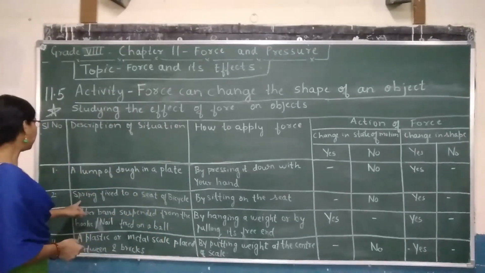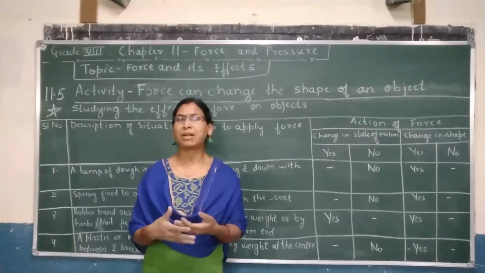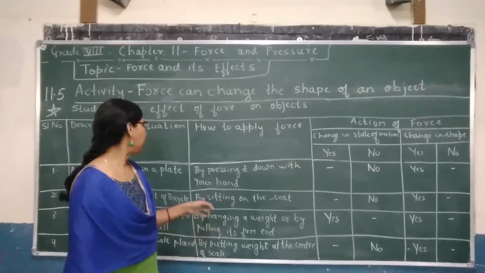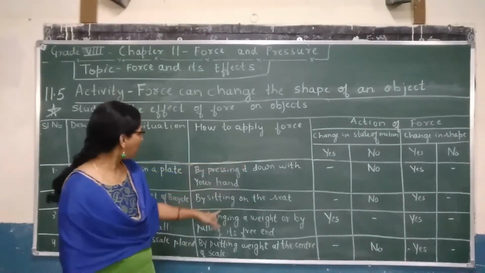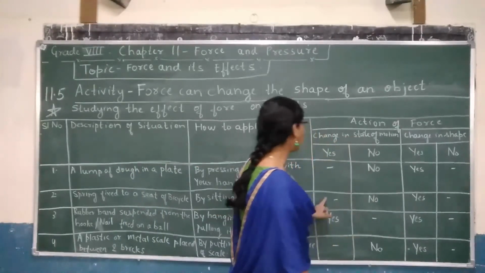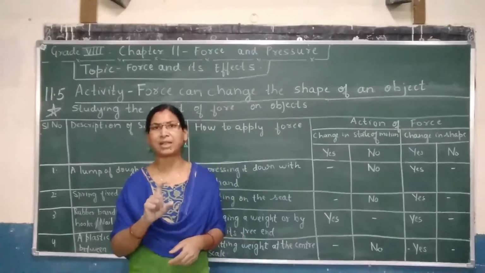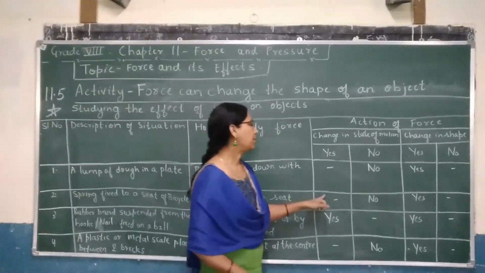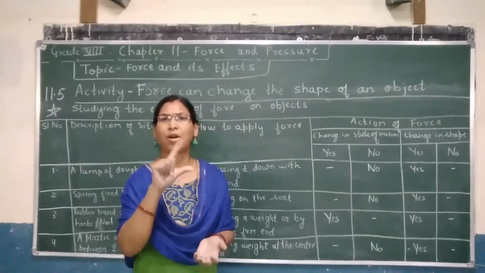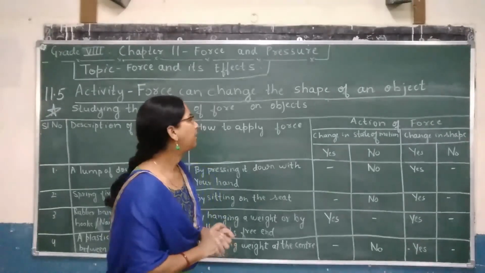Another example is a spring fixed to the seat of a bicycle. Those who are riding a bicycle must have experienced how they are applying force by sitting on the seat. And then, what is the action of the force? Here, there is no motion. The bicycle is moving, but the spring is fixed at a position. But there is a change in the shape of the spring. Contraction, relaxation takes place.